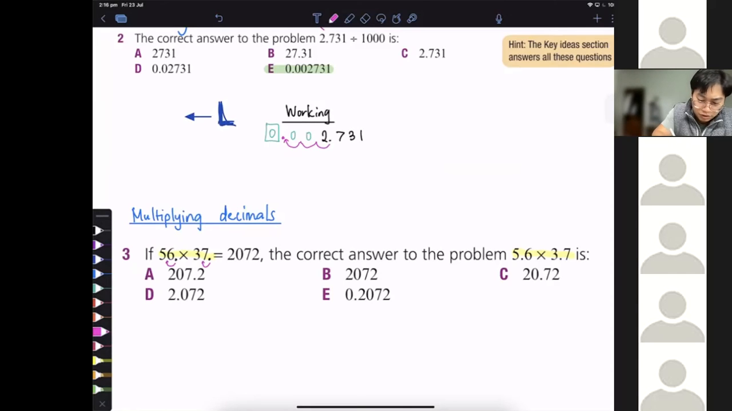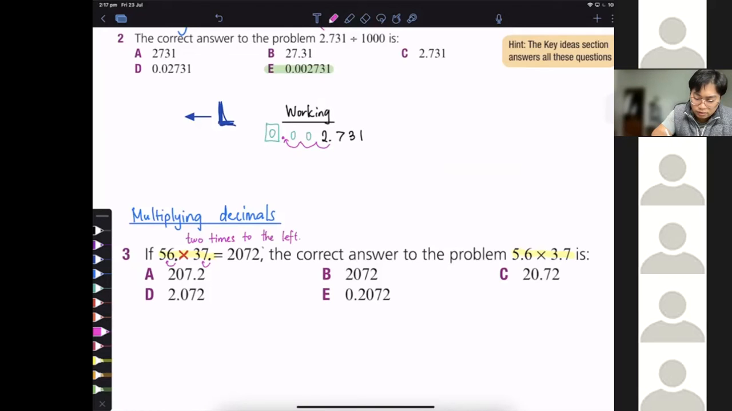So this only works here when you're multiplying, okay? It only works when you're multiplying decimals. It doesn't work when you add or subtract. Only when you multiply. So have a look here. How many times did we go to the left? 2. Yes. We went a total of 2 times to the left. So, Mister, would the answer be 0.002731?